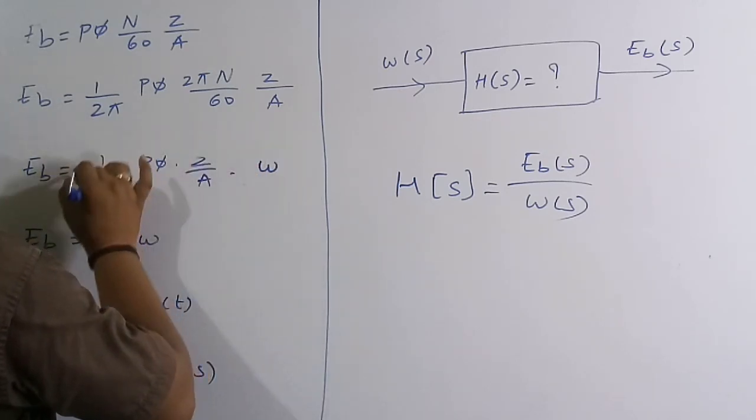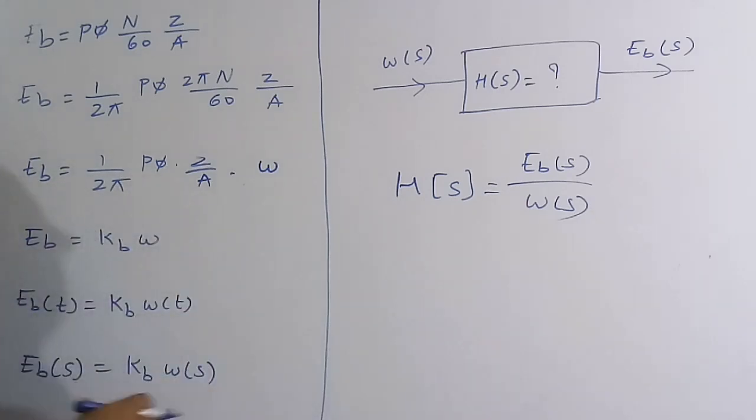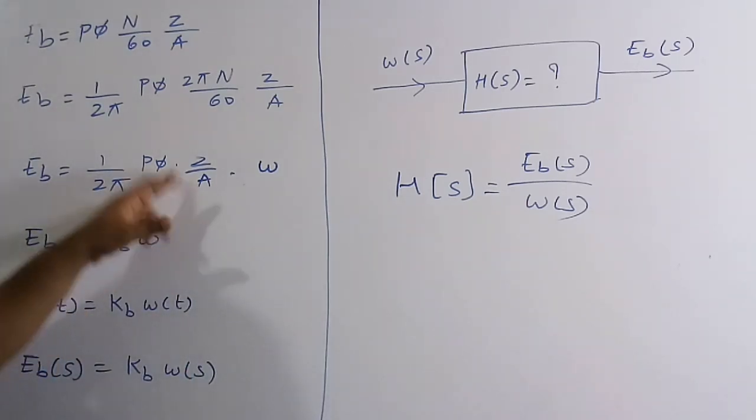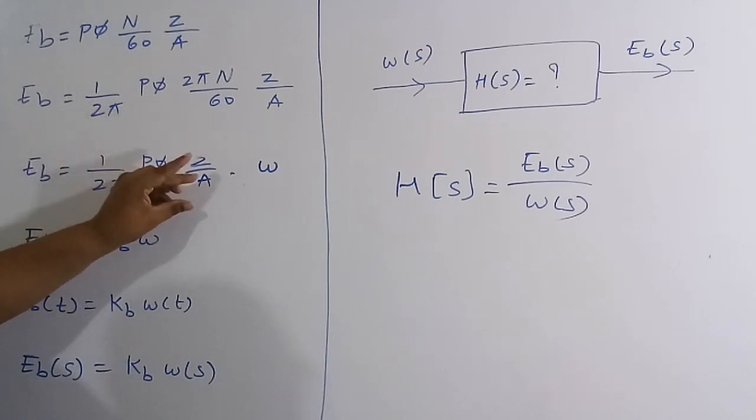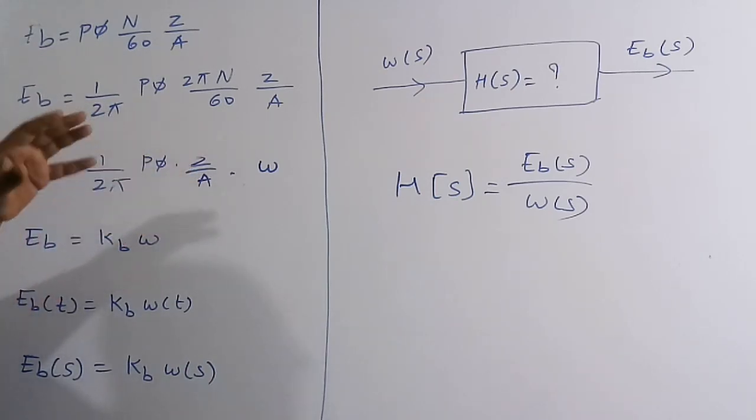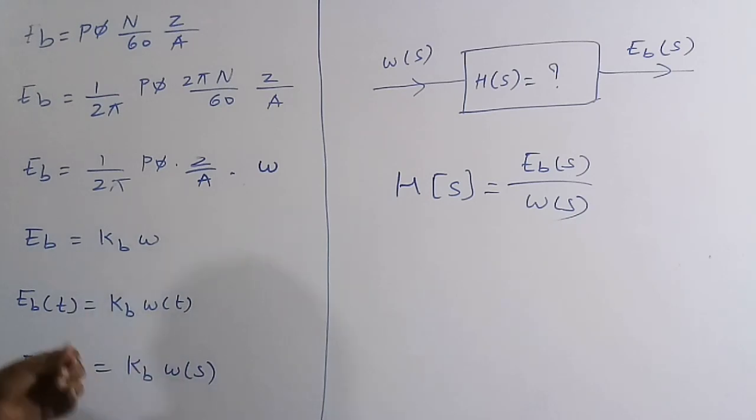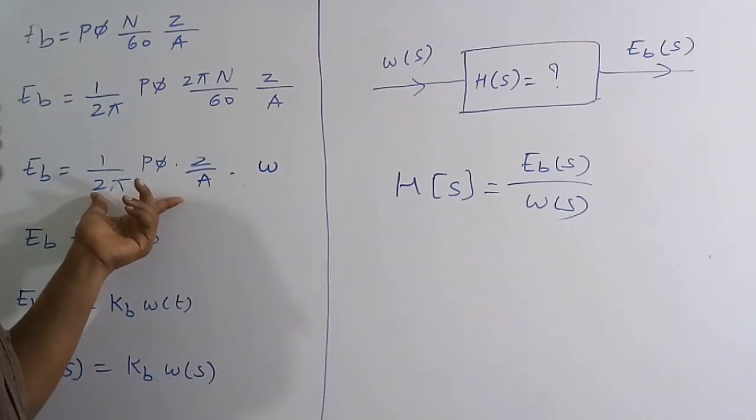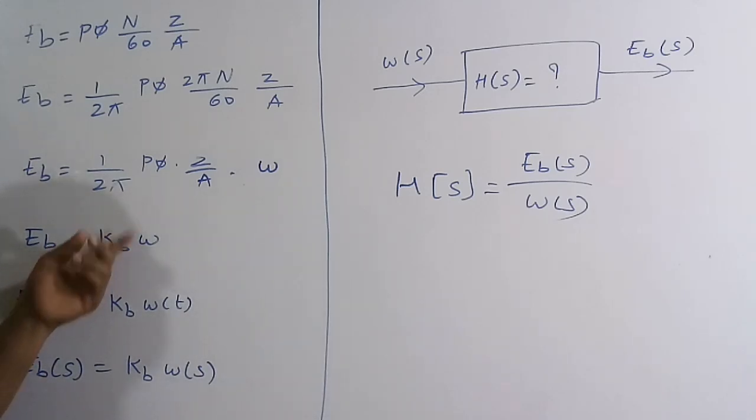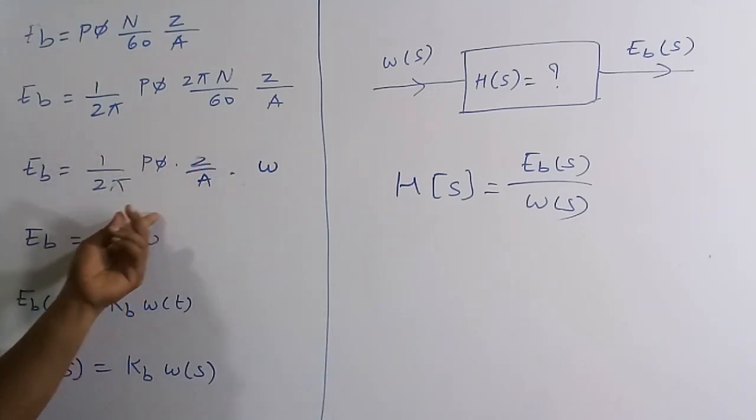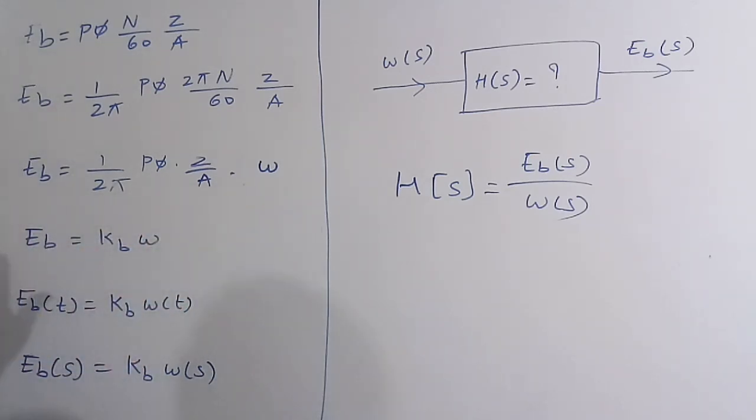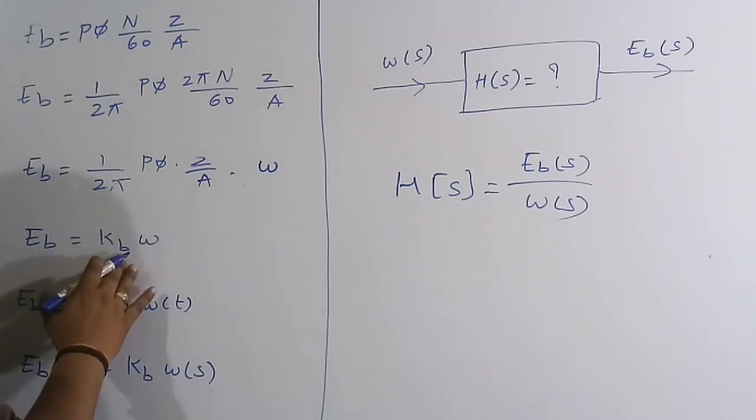So here this term is a constant term, because whenever you fix the motor, the number of poles is fixed, the flux per pole is also fixed, the number of armature conductors is fixed, and the number of parallel paths is also fixed, because you fix the motor windings. So therefore all these things are constant for a motor. So all these constants I am going to replace by a constant which is KB, and this is the omega. So EB is equal to KB into omega.